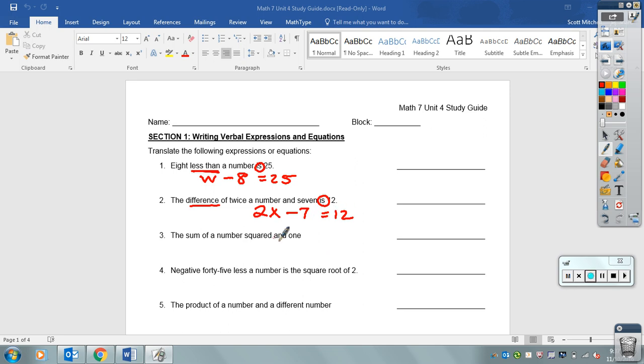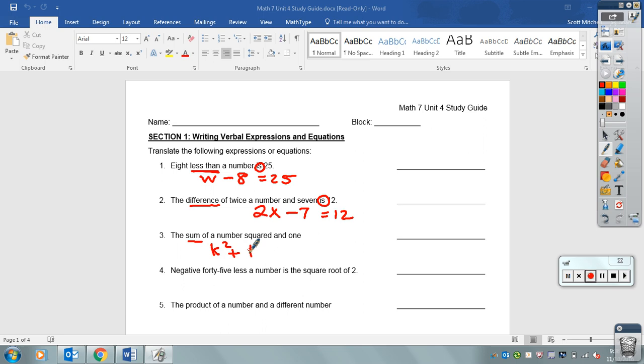If you look at number 3, there's no "is", so it's not going to be an equation or an inequality, it's just going to be an expression. The sum, which means addition, the sum of a number squared and 1.